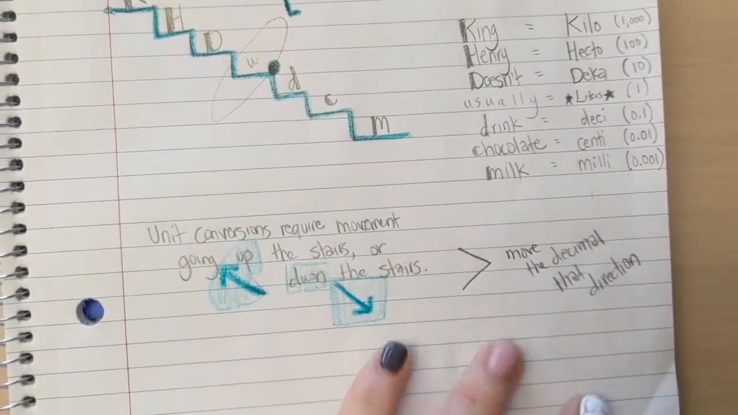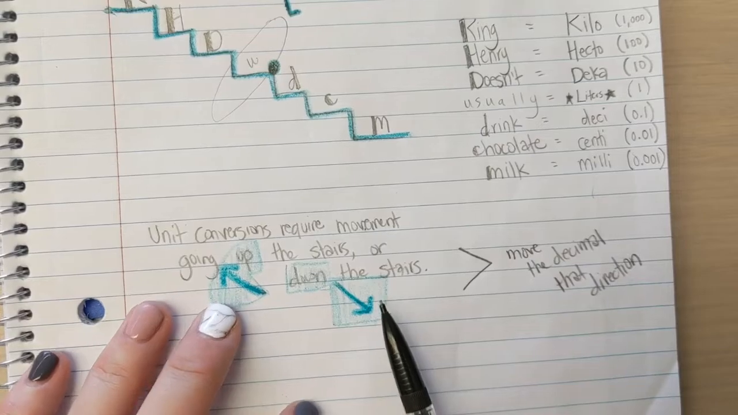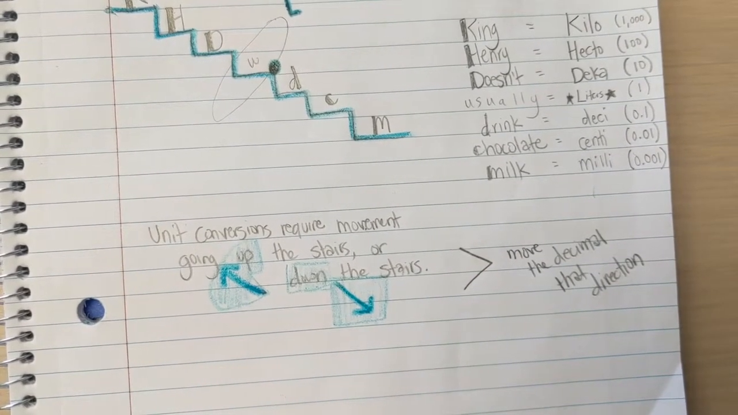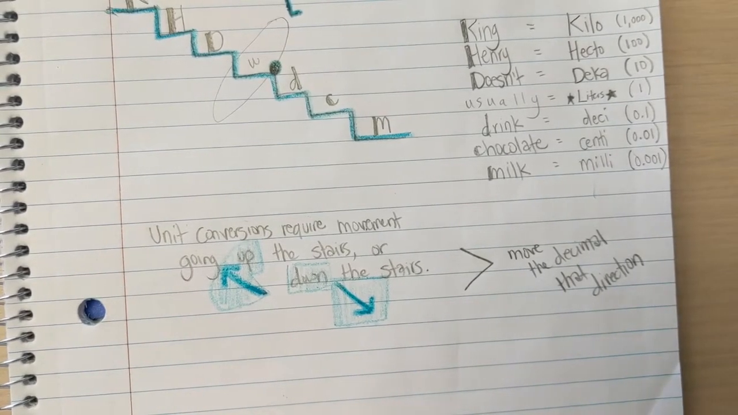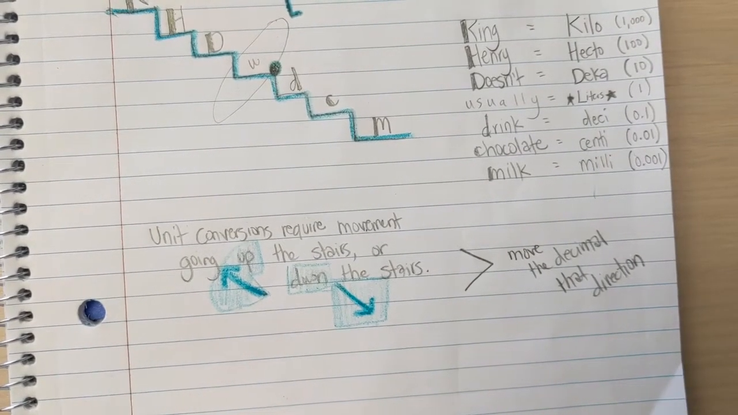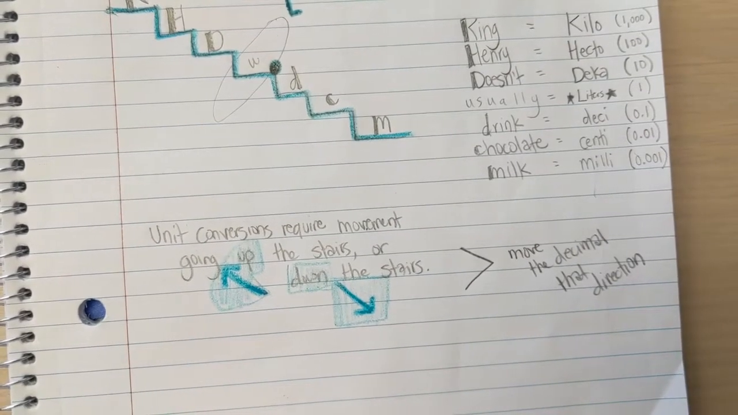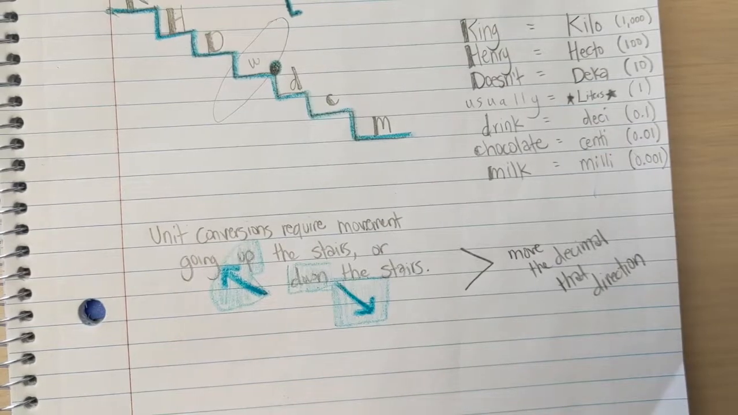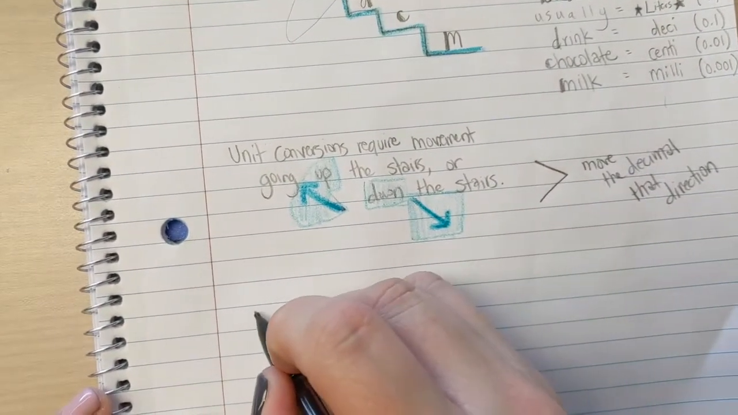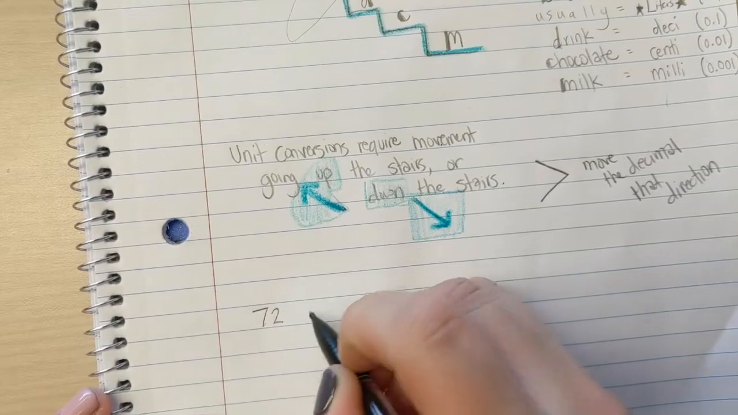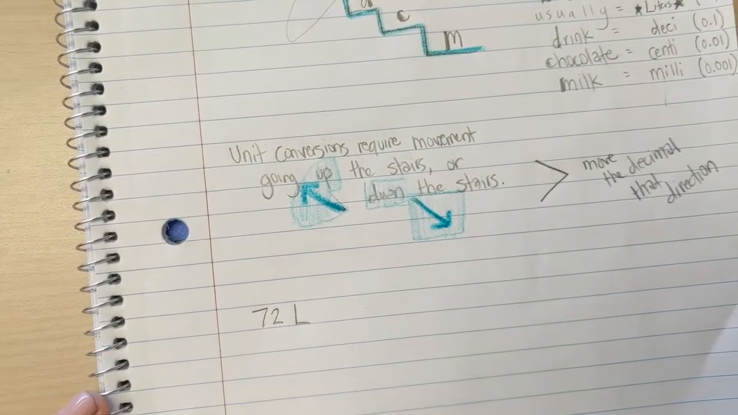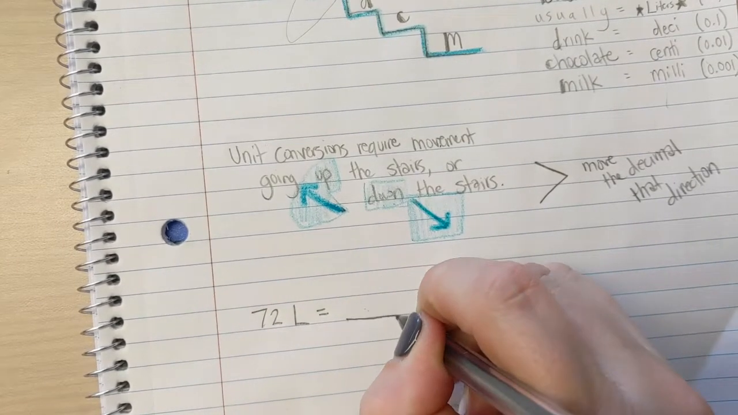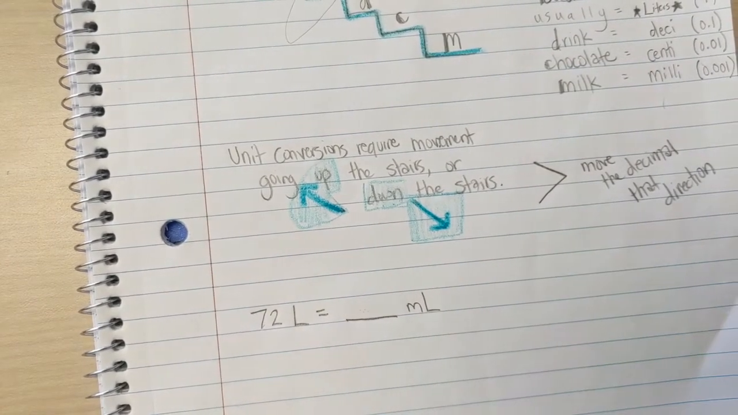So now let's try something where we're doing these unit conversions and we're moving the decimals in that direction. So in this situation, I would just probably try to find a problem where it gives you a measurement and it asks you to convert it to something else. So let's go ahead and write this out. Let's try something like 72 liters. That's how it would be represented. 72 liters equals how many milliliters?